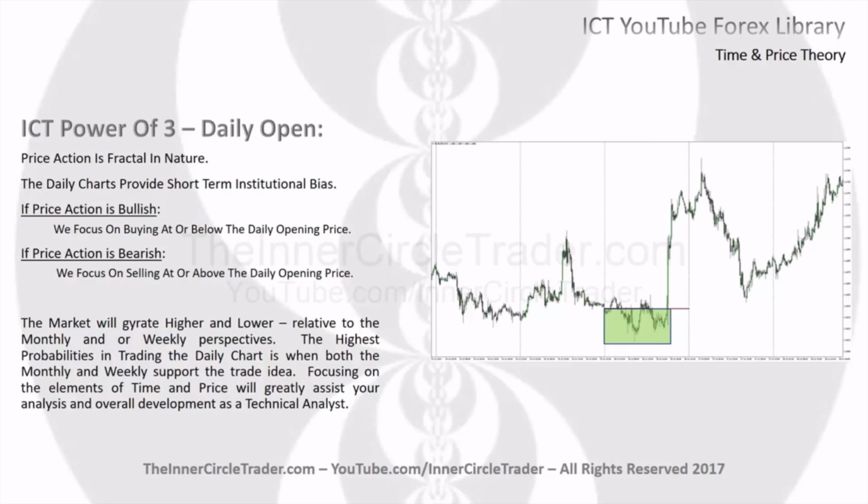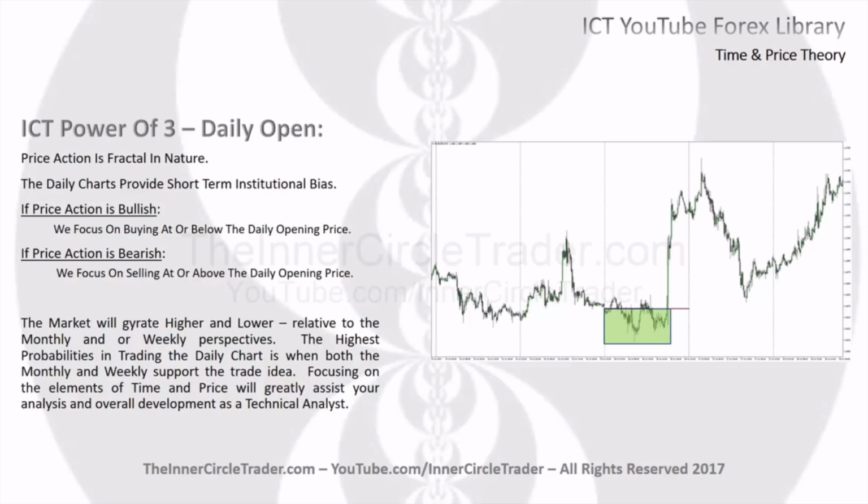If we're bullish relative to the daily time frame, we are looking to be buying at or below the daily opening price. And if we're bearish on the daily, we're going to be focusing on selling short at or above the daily opening price. Now, the market will gyrate higher and lower relative to the monthly and or weekly perspectives, as we mentioned in the previous slides. The highest probabilities in trading the daily chart are when both the monthly and weekly support the trade idea that you would be using or hunting on the daily. Focusing on the elements of time and price will greatly assist you in analysis and overall development as a technical analyst. If we look at this representation of a daily range here, notice I'm only highlighting one specific day.